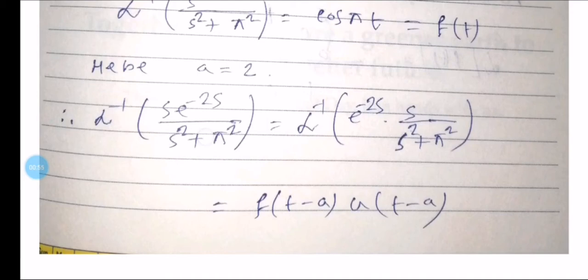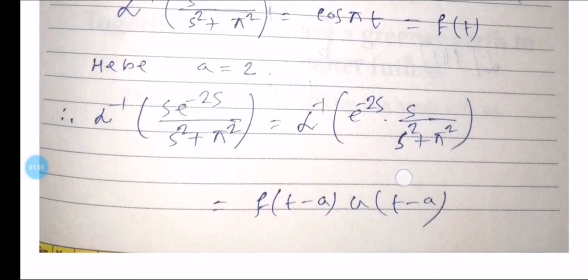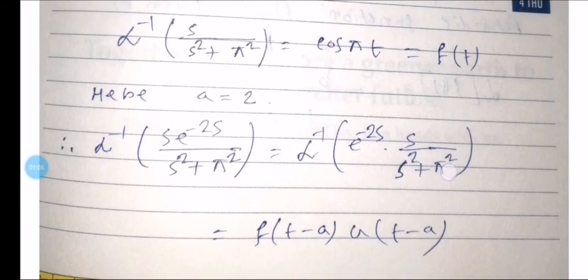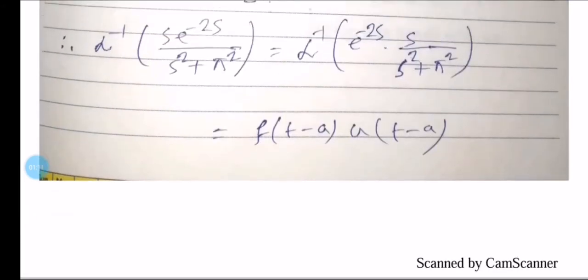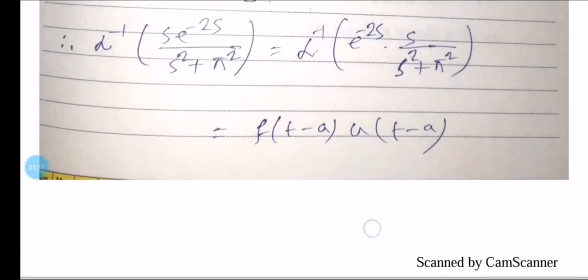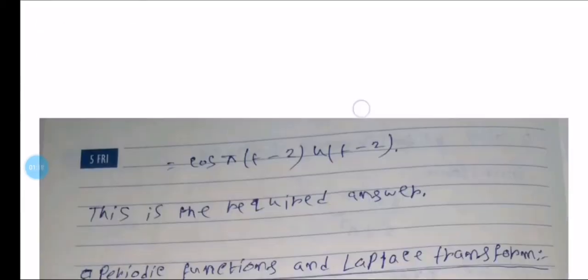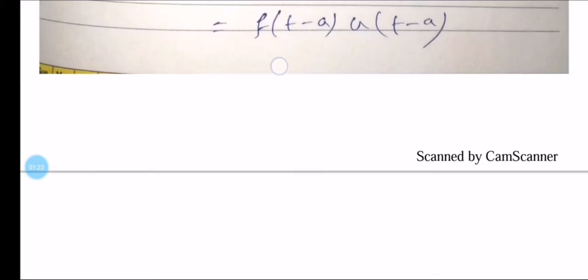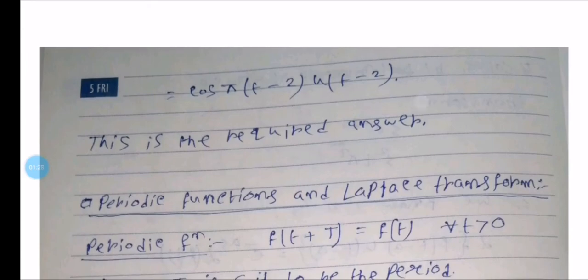So the inverse Laplace transform of the given function, L inverse of s e to the power minus 2s by s square plus pi square, we can write as L inverse of e to the power minus 2s into s by s square plus pi square. This is of this form, so we can write it as f of t minus a u of t minus a. Here a equals 2 and f of t equals cos pi t. So it is cos pi into t minus 2, and u of t minus 2. Because f of t minus a, here a is 2, so cos of pi into t minus 2, and u of t minus 2. So this is the required answer.